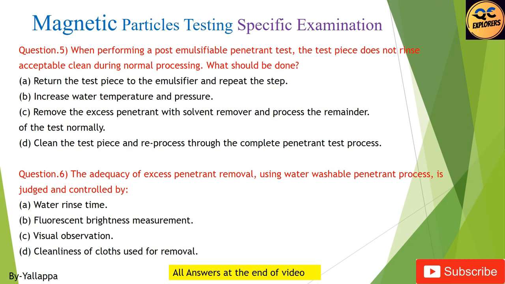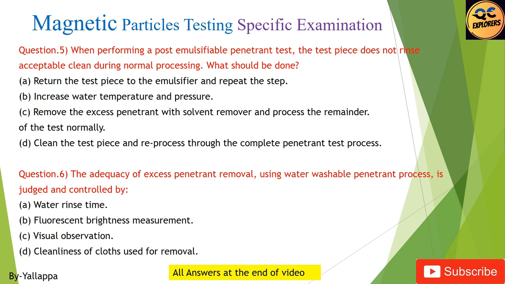Question 5. When performing a post-emulsifiable penetrant test, the test piece does not rinse acceptably clean during normal processing. What should be done? Return the test piece to the emulsifier and repeat the step; increase water temperature and pressure; remove the excess penetrant with solvent remover and process the remainder of the test normally; clean the test piece and reprocess through the complete penetrant test process.